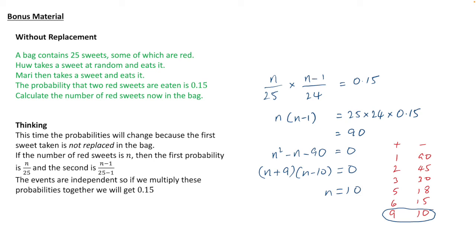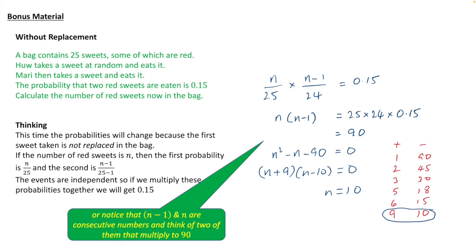Now I would just note that we could have solved this rather than making a quadratic. We've got two numbers next to each other, n and n minus 1 are consecutive numbers, so what two numbers next to each other multiply to 90? We might well be able to think of 10 times 9, which would have straight away given us n equals 10. But the quadratic method is a backup if you couldn't think of that.